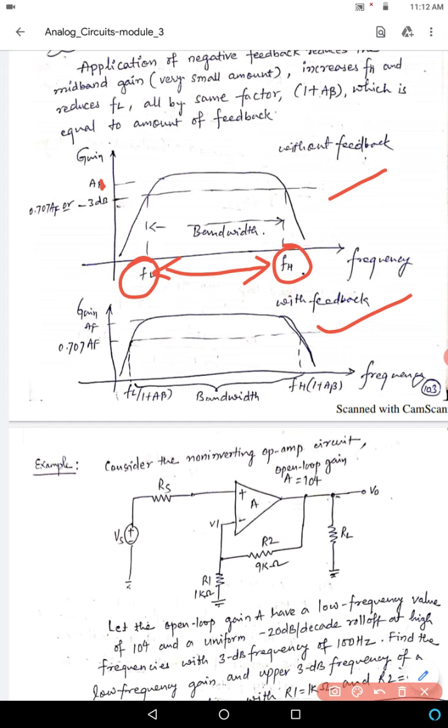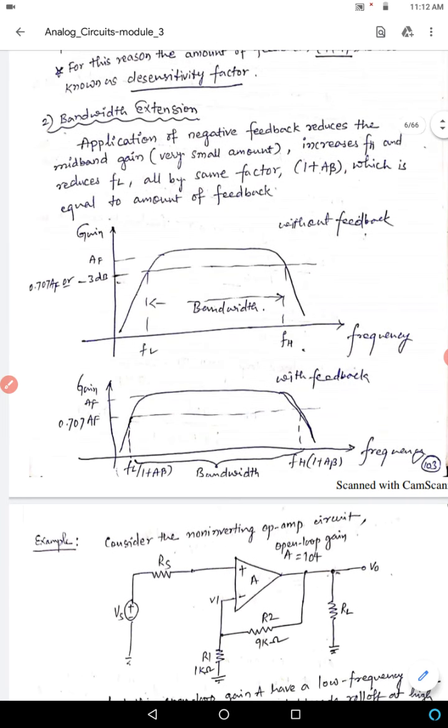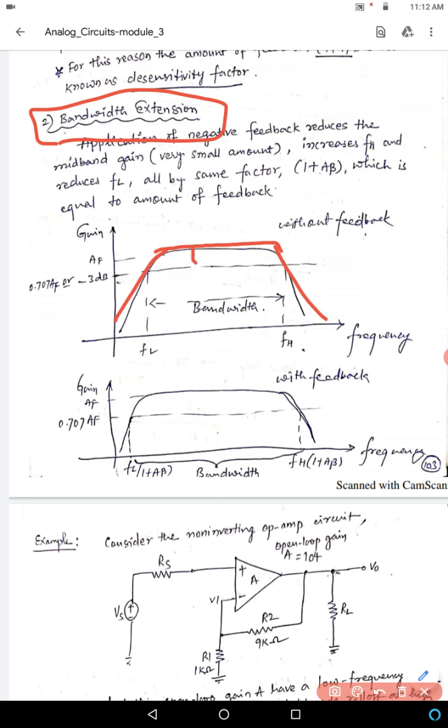If you observe the bandwidth in both the cases, without feedback and with feedback, the bandwidth will be more with feedback only. Hence it shows that it will increase the bandwidth. That is nothing but your second property, bandwidth extension. By using these two diagrams, you can explain. This is the maximum value of the gain, then afterwards minus 3 dB, where it will cut the 3 dB line, that will be higher frequency, and this will be lower frequency. That is FH minus FL will give the bandwidth.